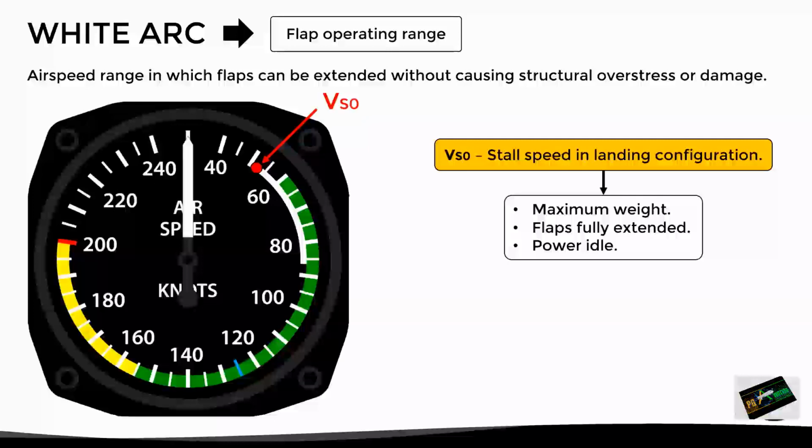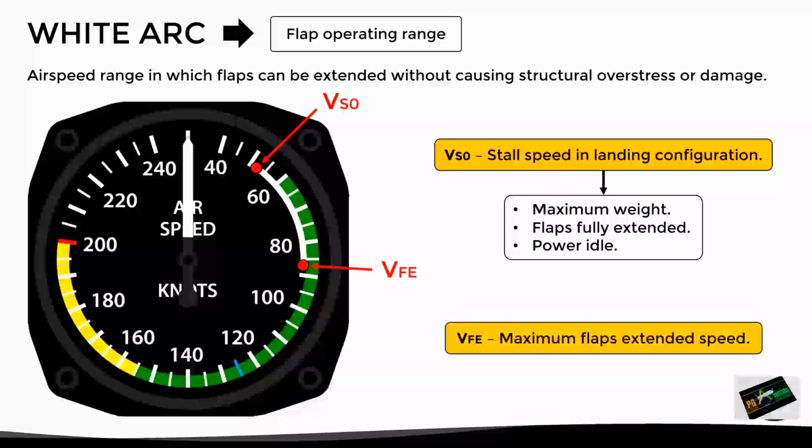On the other hand, the speed at which the white arc ends is the VFE. This is the maximum speed with flaps extended. If the aircraft exceeds this speed with the flaps extended, it can cause structural overstress or even damage. So the pilot must always make sure that the airspeed is kept within this arc when operating with flaps extended. However, there are some exceptions to this rule, since many aircraft have different VFE speeds depending on the flaps setting being used. If that is the case, the white arc will end in the most restrictive VFE, and therefore some flaps settings may still be used above this arc.